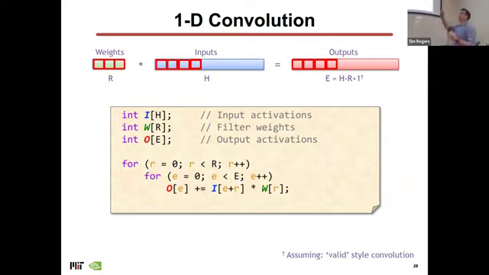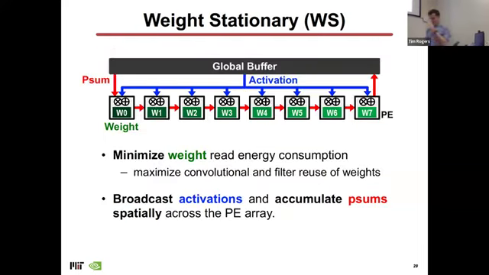But now O of E is not stationary, right? The thing that's stationary here is actually the weights. That's what's going to stay stationary in my processing element if I were mapping these loops to a DNN accelerator. So that brings us to our next type of configuration, which is weight stationary, which is probably the most common of the three different types that I showed you.